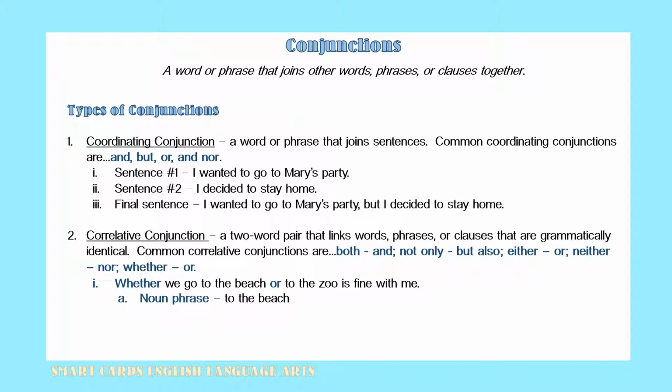In order to use the whether or correlative conjunction or any correlative conjunction, we need another noun phrase. The other noun phrase would be to the zoo. Given that to the beach and to the zoo are both noun phrases, they are grammatically identical, and that makes this the correct usage of the correlative conjunction.